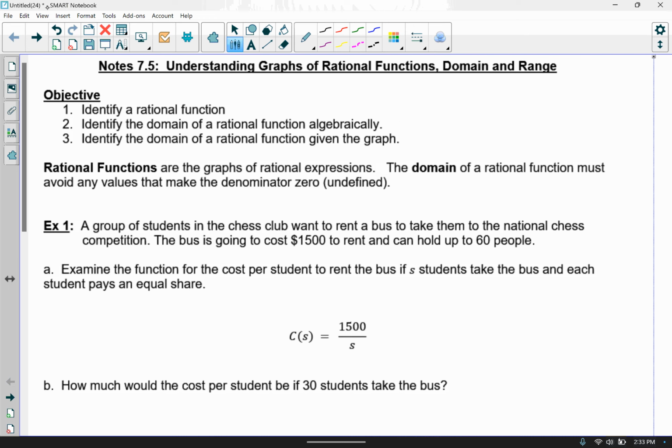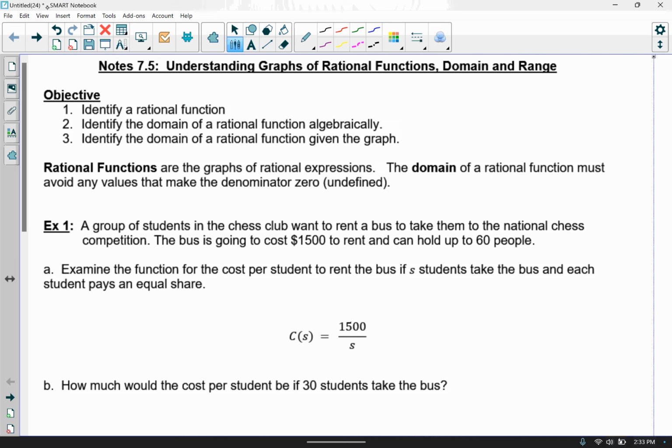If you remember, those excluded values were values that made the denominator of your rational expressions equal to 0. Those are going to be values then that are going to be excluded from the domain of a rational function. So you're going to see that both graphically as well as algebraically today, okay?